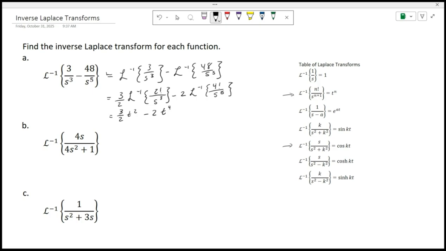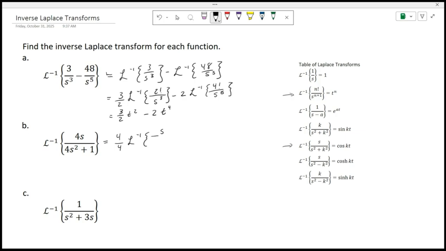Here, where I have s over s squared plus k squared, there's an extra 4 on top and an extra 4 in front of the s squared, though. So I do need to factor those out of my expression here. So I'm going to pull the 4 out from the numerator, and I'm also going to pull the 4 out from the denominator. So I have a 4 over 4, or 1, out front.